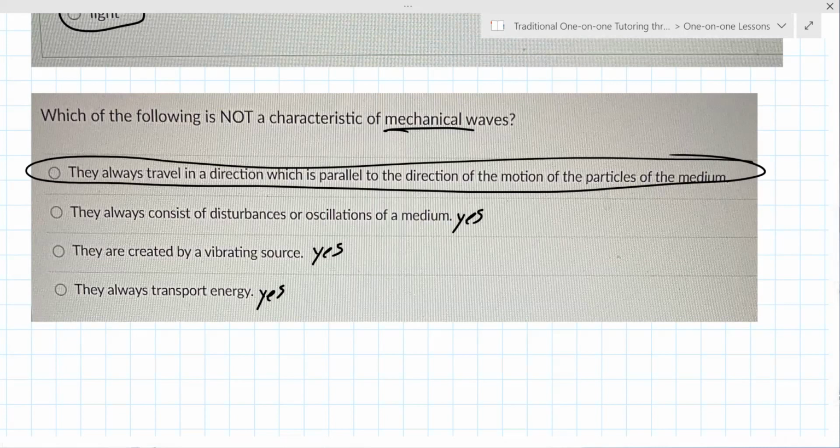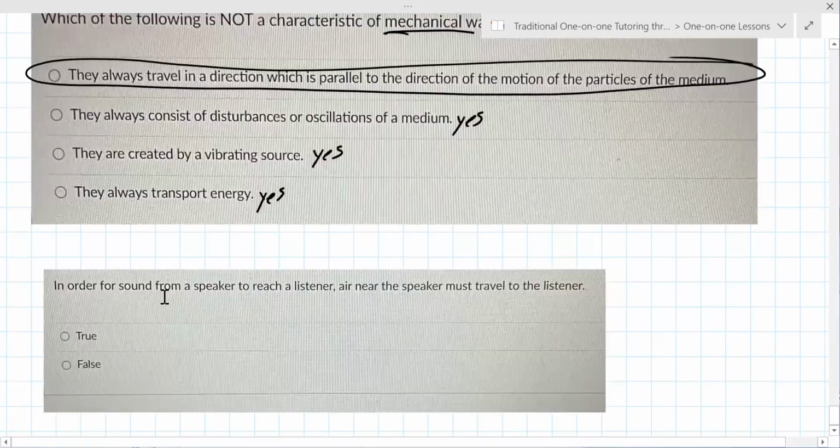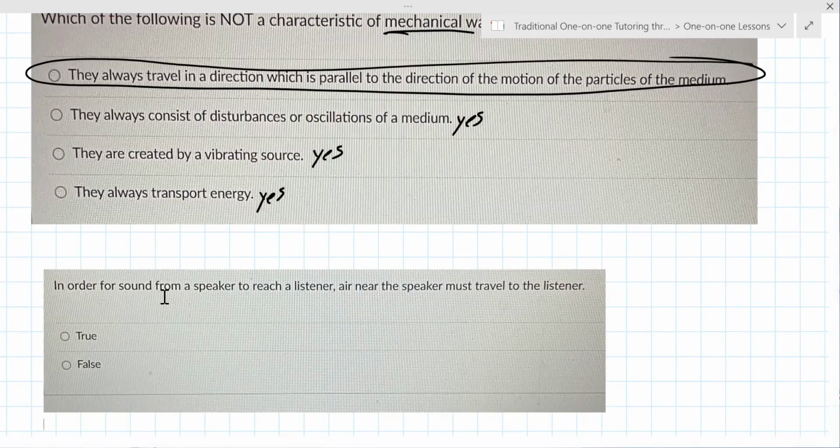Okay, we got another question here. It says true or false. These are always fun. So in order for sound from a speaker to reach a listener, air near the speaker must travel to the listener. Boy, what do you think when you read that? Let's just try to be intuitive about it.